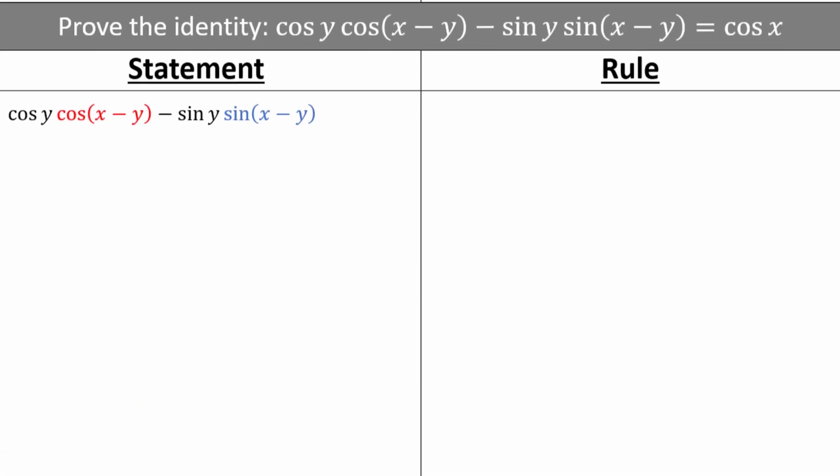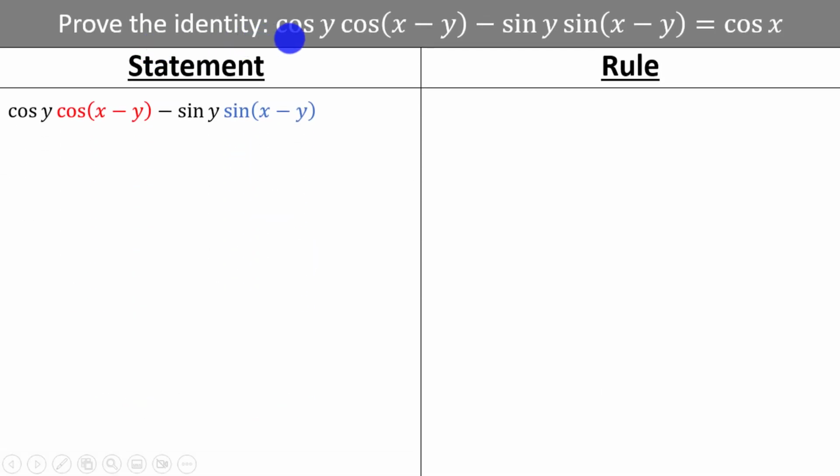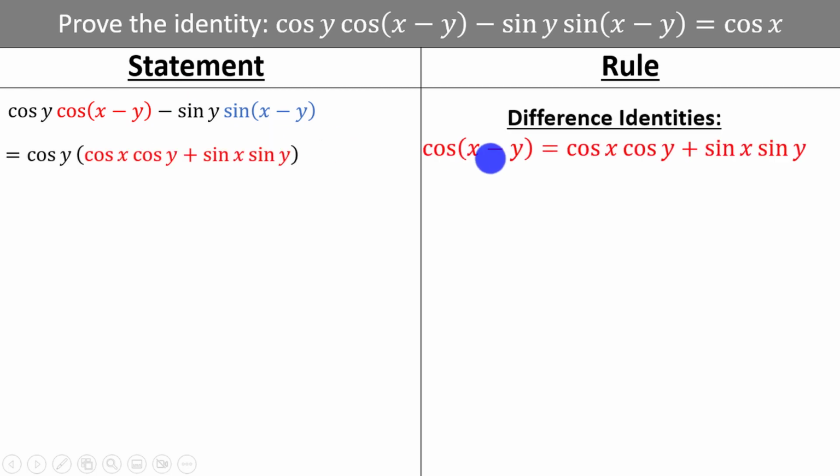Let's try one final problem. We are asked to prove the identity cosine of y times cosine of x minus y minus sine of y times sine of x minus y is equal to cosine of x. We have the cosine of the difference of two angles and the sine of the difference of two angles. The difference identity for cosine is cosine of x minus y is equal to cosine of x times cosine of y plus sine of x times sine of y.